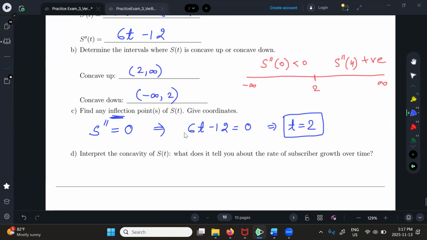That's it. So what does it tell you about the subscriber rate of growth over time? Write a sentence, okay? The rate of the subscriber is growing at a faster rate after 2 seconds or 2 years. Good. That sentence you can read through the solution. Okay. I think you can write one sentence.